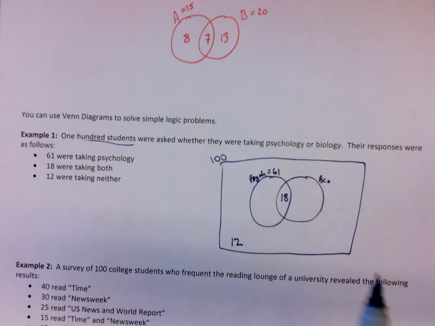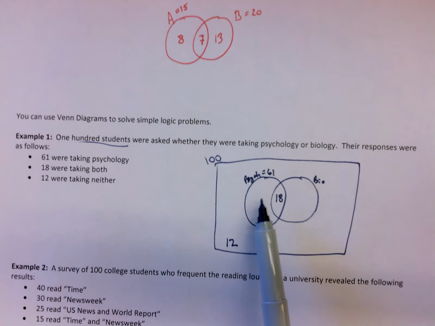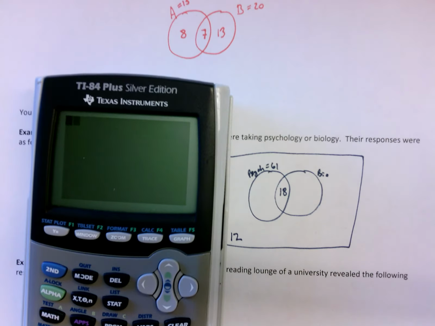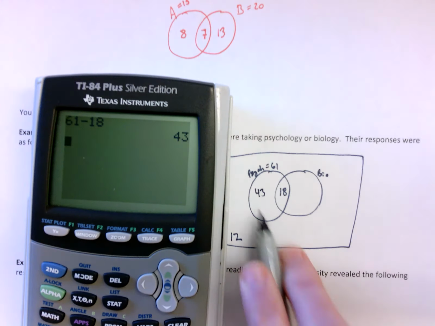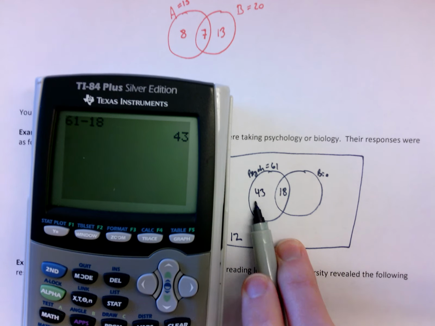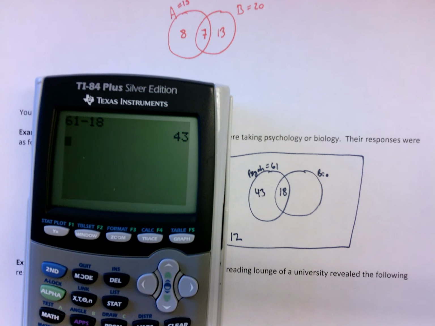Now we can use this to figure out how many students are just taking psychology and how many students are just taking biology. The ones who are just taking psych, that's pretty easy, right? You know there's supposed to be 61 people in the class and 18 are also taking biology. So all I'm going to do is say, well, what's 61 minus 18? 43. So there's 43 left over. So 43 of them are just taking psychology. 18 of them are taking both. And together, those 2 numbers make up 61. Okay, so that was pretty easy.